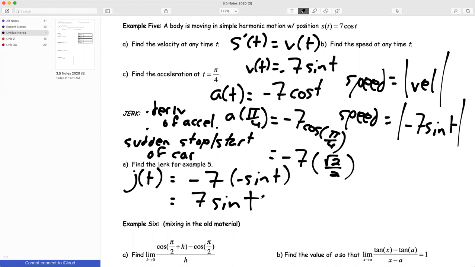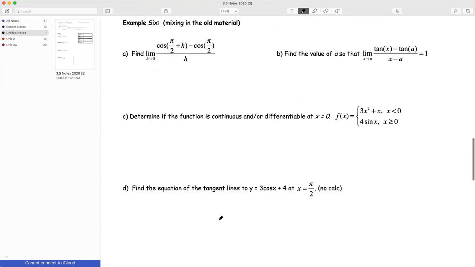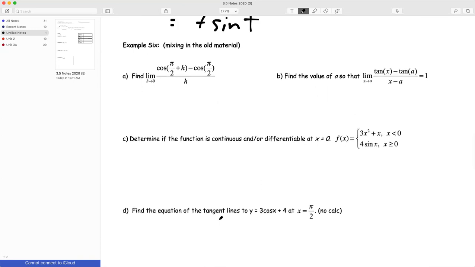Okay. Well, example 6, mixing in the old material. I guess it would be nice if the AP exam only covered the last section, right? Rotating volumes of solid, finding volumes of solid rotated about the x-axis. Nevertheless, I'm pretty sure it's cumulative. So annoying, we have to remember stuff that we have learned previously. Well, let's do a little mini review here.